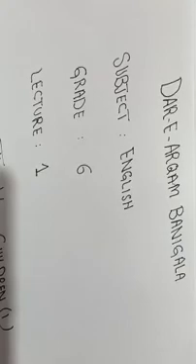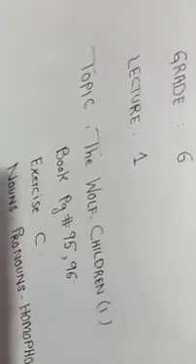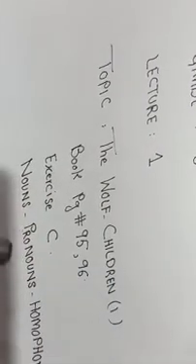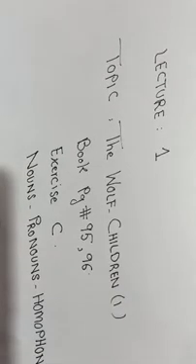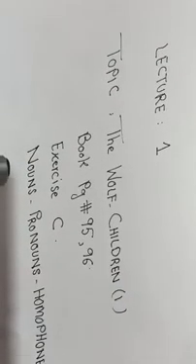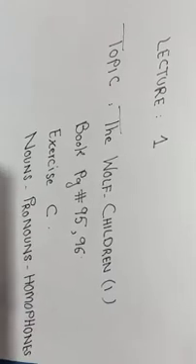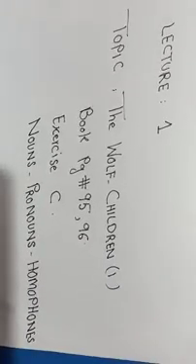Subject is English, grade 6, lecture number 1. Topic: The Wolf Children 1, book page number 95-96, exercise number C. There are nouns, pronouns and homophones. Students, as you know about all these parts of speech, noun is the name of a person, place or thing. For example, man, city, country, etc.